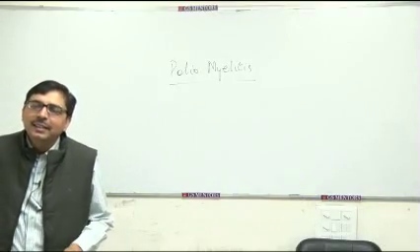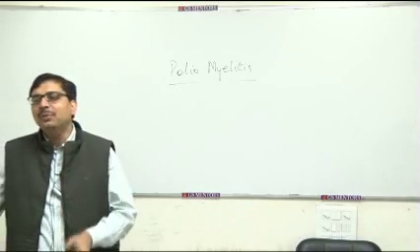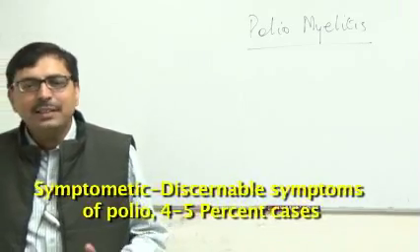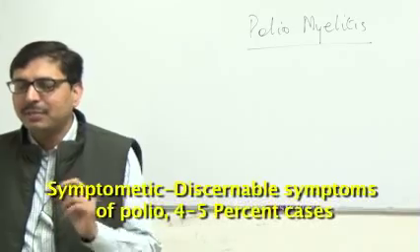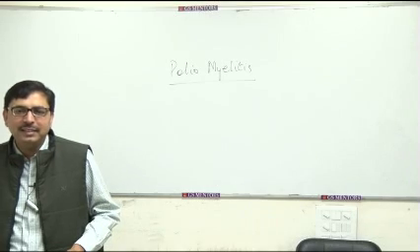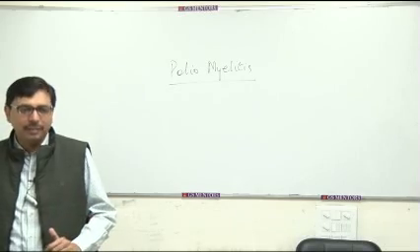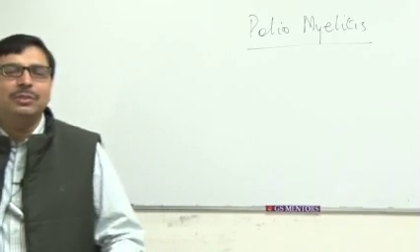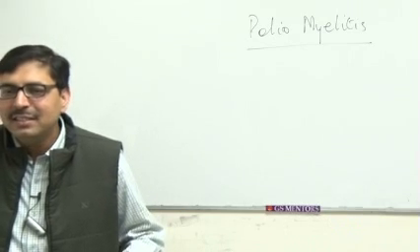Second part is, what are the symptoms of the disease? Actually, polio is of two types. One is symptomatic, the other is asymptomatic. Symptomatic means there are specific, discernible, distinguishable symptoms of polio, and the most visible symptom is that the child finds it extremely difficult to swallow anything which has been given to eat, whether it is solid, semi-solid, whatever it is.